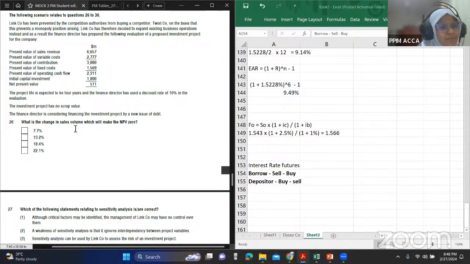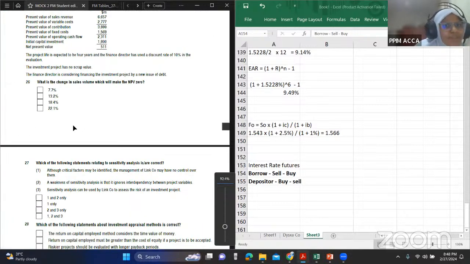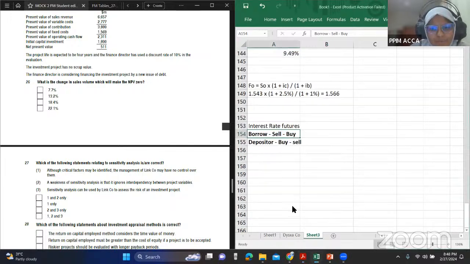Project life is expected to be 4 years and the finance director has used a discount rate of 10% in the evaluation. Investment has no scrap value also. Then it's saying the finance director is considering financing the investment project by a new issue of debt. Question 26 is asking you, what is the change in sales volume which will make the NPV 0?